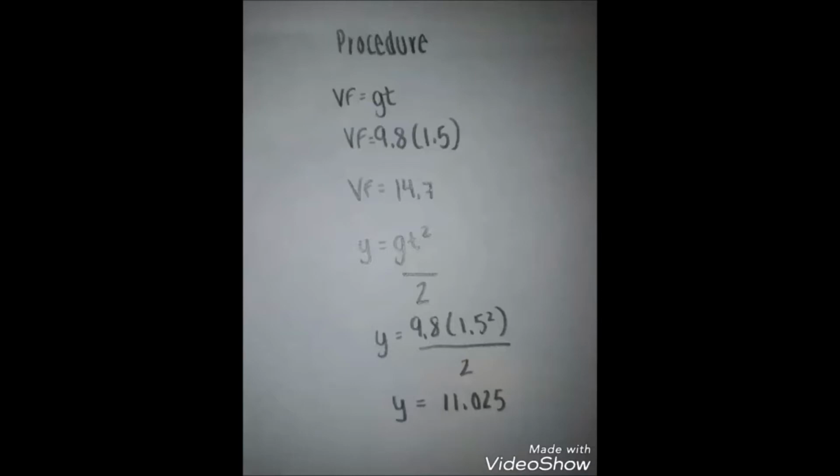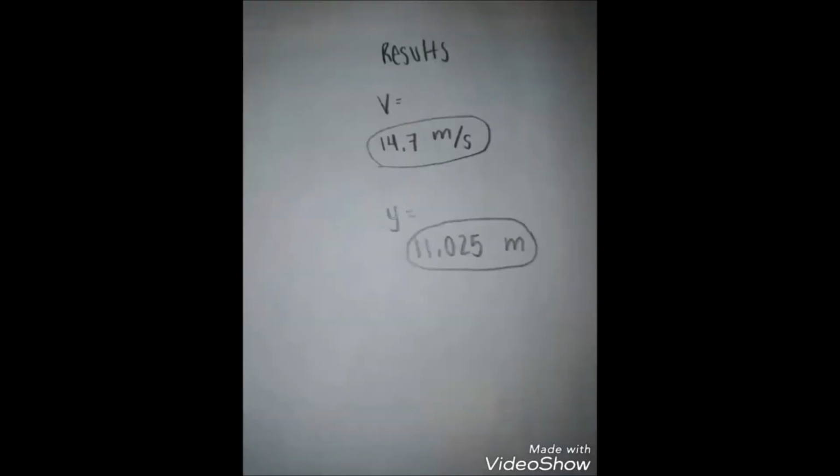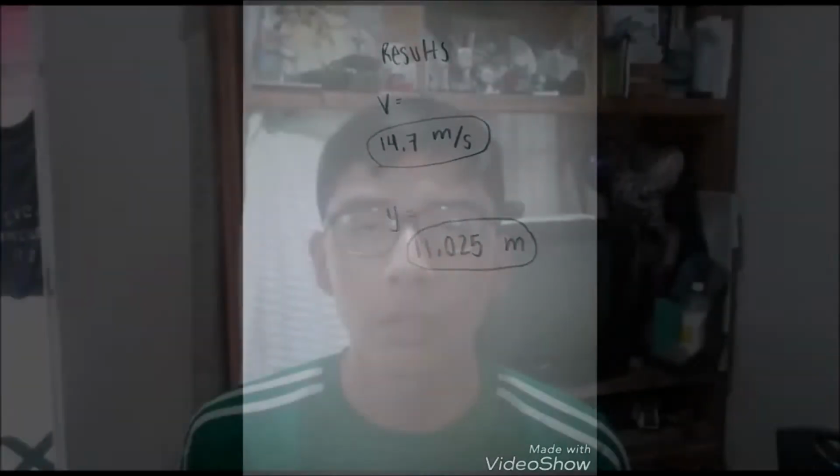The formula that we used to gather the height was gravity multiplied by time squared, divided by 2. We only replaced the data and the final result was 11.025. The height it reached was 11.025 meters.